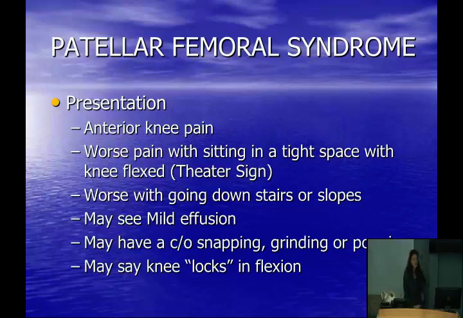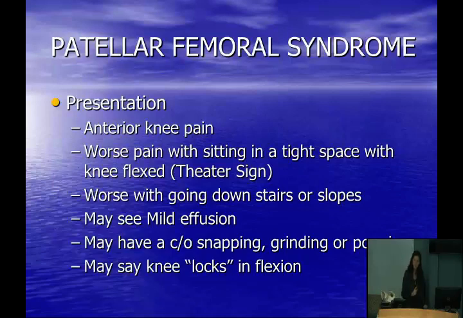Every once in a while you might see a mild effusion right around the kneecap. I rarely see that. It's more just irritation. Sometimes they will say, I have an increase in snap, crackle, pop, some grinding feeling. That's because you get a layer of fluid on the back of the kneecap. I always tell them it's like having a pair of dry socks and skating on a parquet floor, how smooth it is.